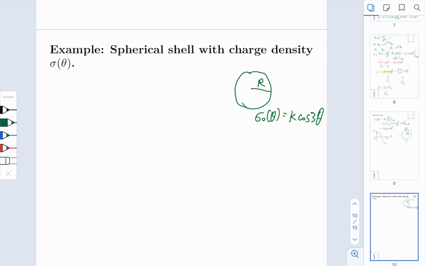And now let's write down the potential inside. Based on our previous example, the potential inside must be written as a form like, because here the 1 over r to the L plus 1 cannot appear inside. And now let's check what's the outside solution.